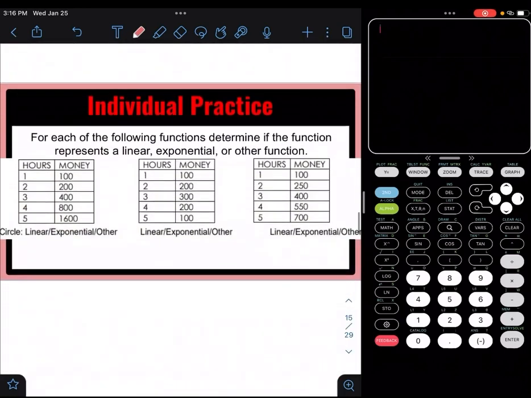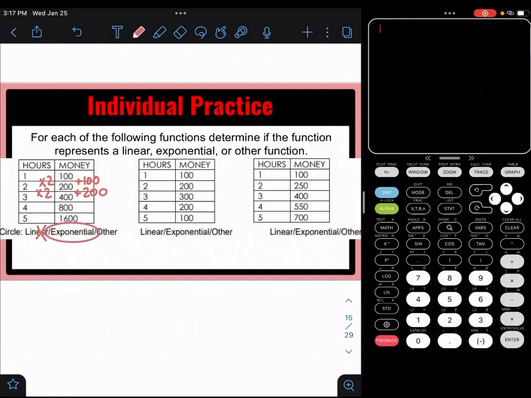And now try this one. This one's talking about more real life stuff, hours and money, but it doesn't matter. To get from 100 to 200, I would add 100. 200 to 400, I would add 200. So it's not going to be linear because I'm not adding the same thing. To get from 100 to 200, I would multiply by 2. 200 to 400, multiply by 2, making it exponential.